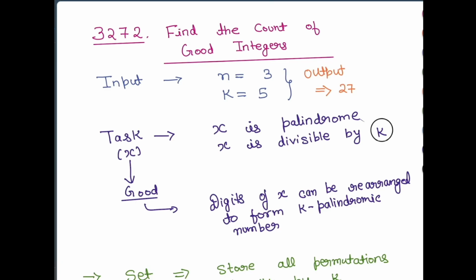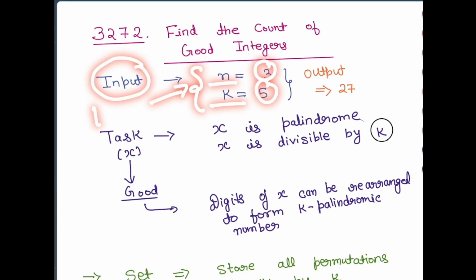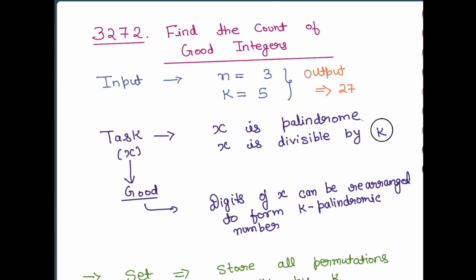In this video, we are going to solve the Leetcode problem of the day, and the problem is find the count of good integers. The problem category is of hard level, and in this problem, we are given an input which is n and k. Both are integers, for example 3 and 5. The range of n is from 1 to 10, and the range of k is from 1 to 9. The output in this scenario when the value of n is 3 and value of k is 5 is 27.